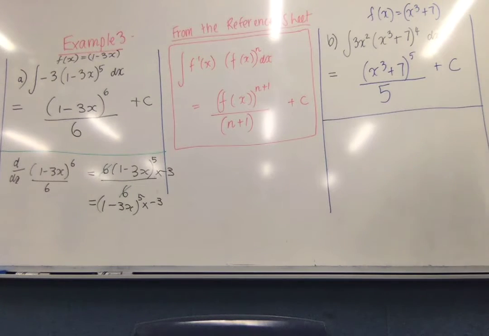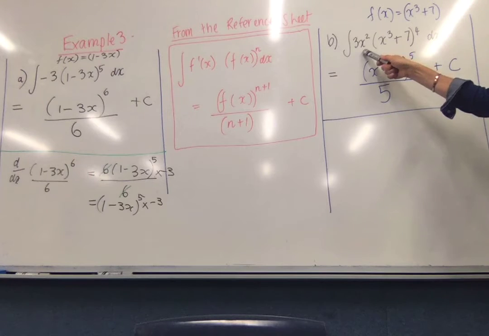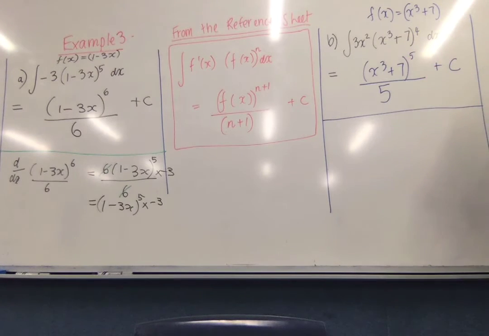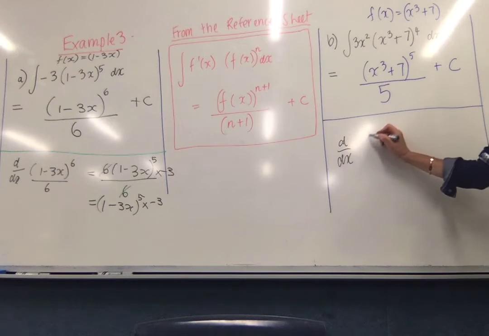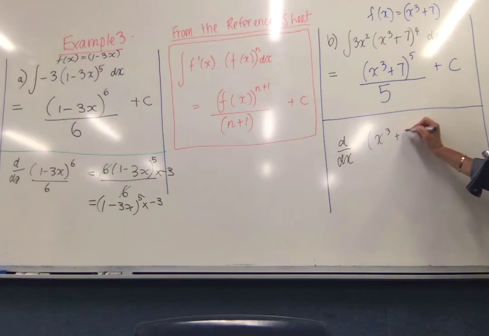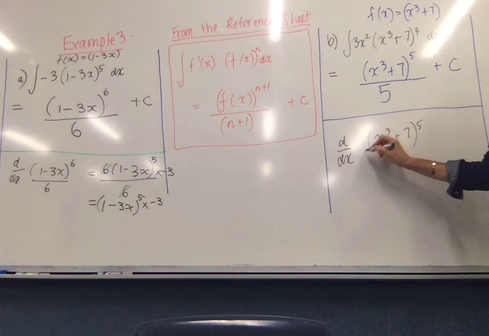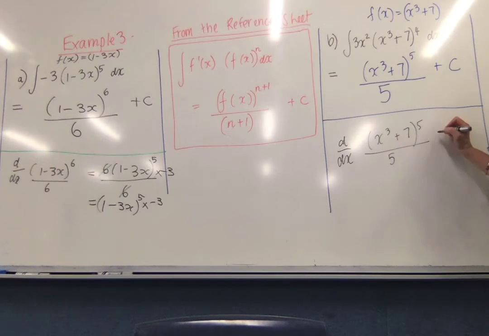Let's do a double check to make sure that when we integrate this, we get this result. That means that when we differentiate this here, we should end up with the original result that we started with. So let's look at d by dx of x cubed plus 7 to the power of 5 over 5 and see what that will give us.